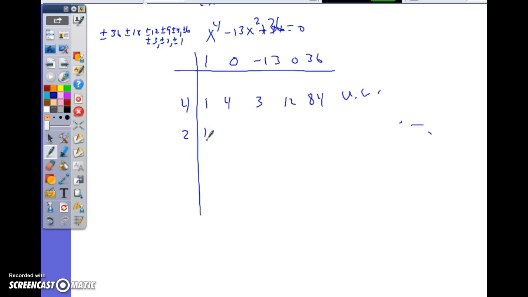I go 1. It gives me 2. Gives me 2. Gives me 4. Gives me negative 9. Gives me negative 18. Gives me negative 36. That's 0. So one of my solutions, x equals 2.